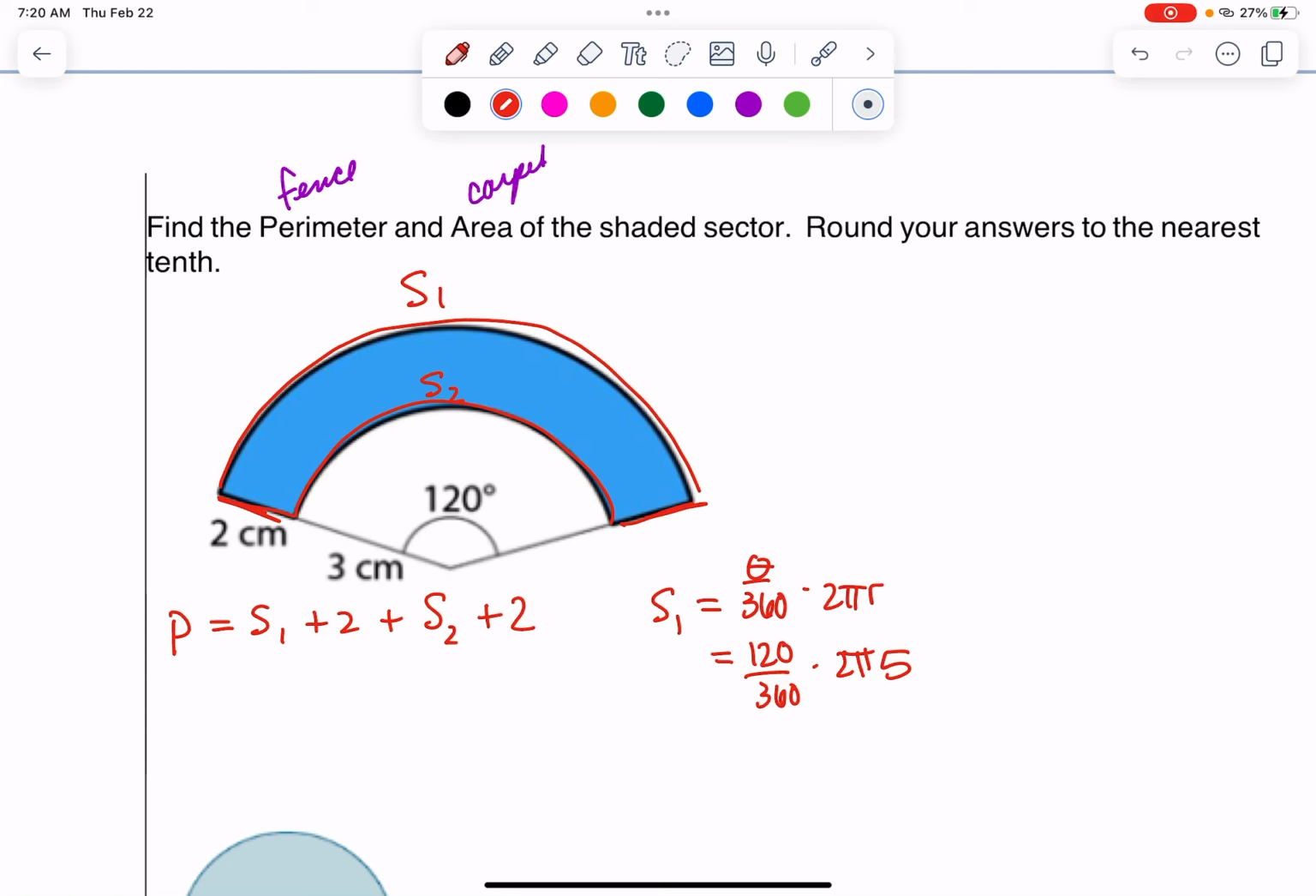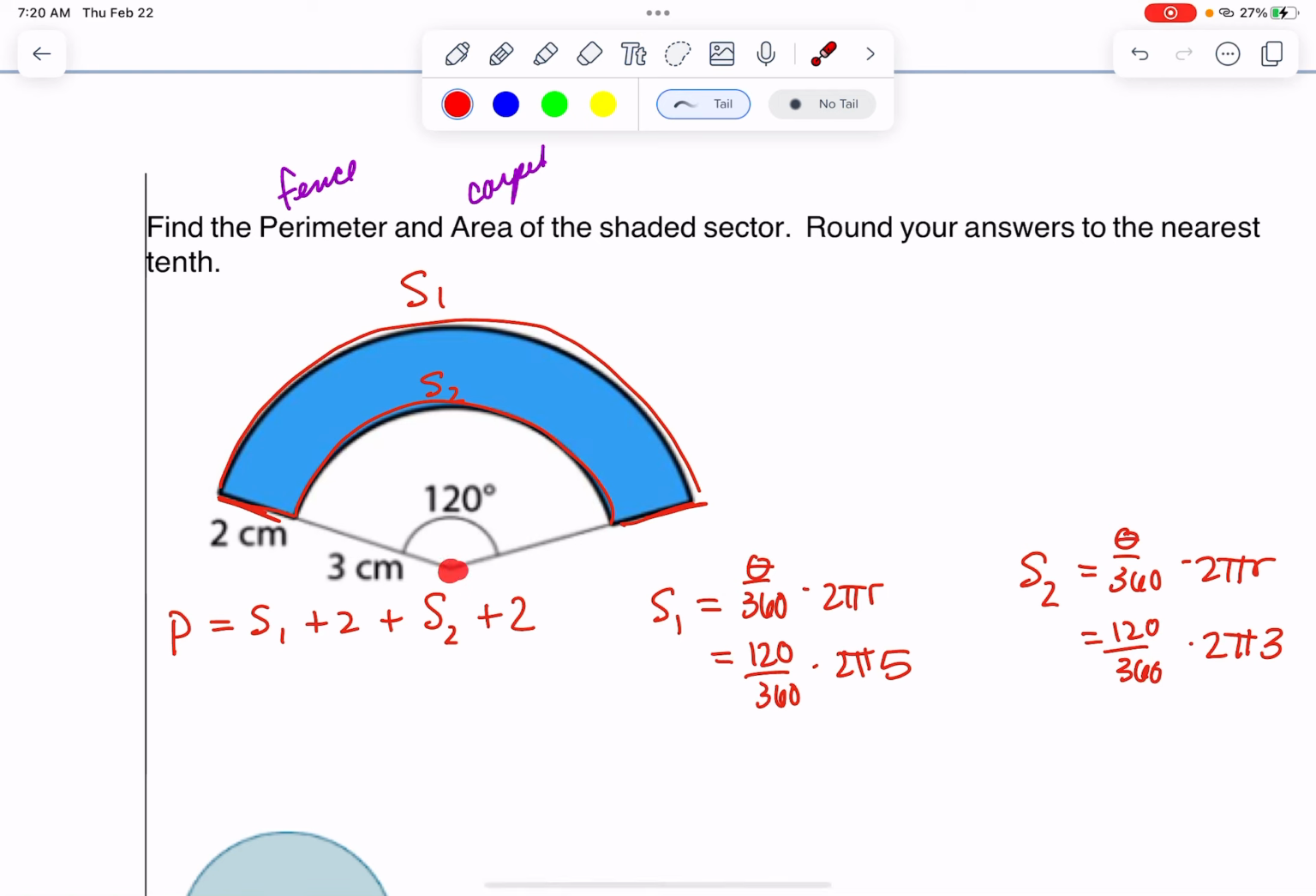So S2 is, again, theta over 360 times 2 pi r, which is 120 over 360 times 2 pi. This time my radius is 3. To get from the center of this sector to my arc is only 3 centimeters. That's why the difference between the 3 and the 5.